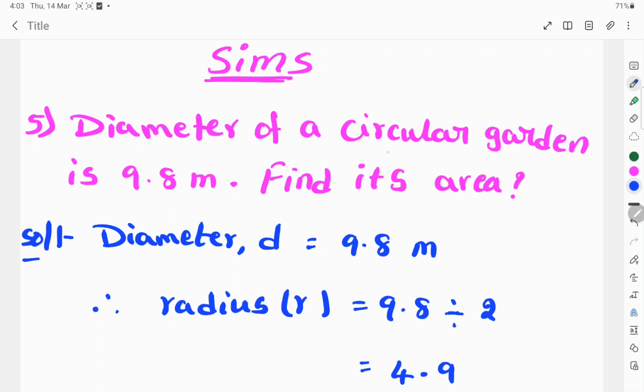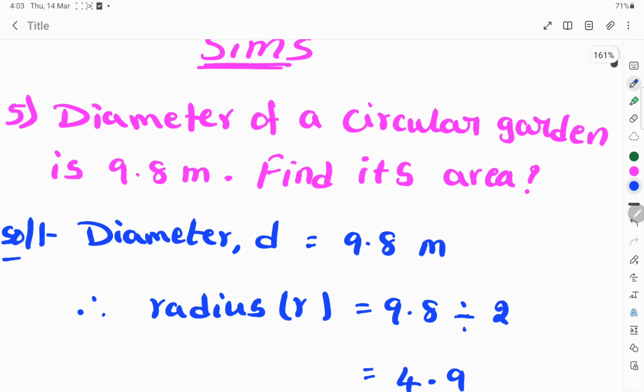The diameter of a circular garden is 9.8 meters. Find its area. You find the area of the circle. So, he has already given the diameter. The diameter is 9.8 meters. Let's see the solution.